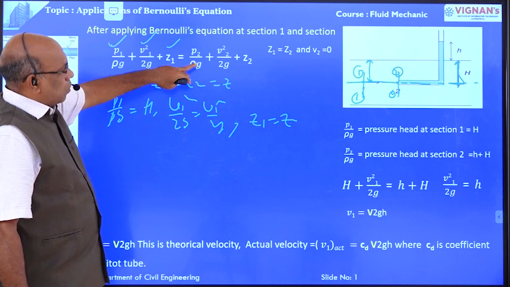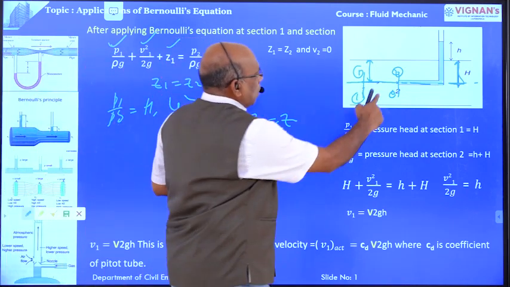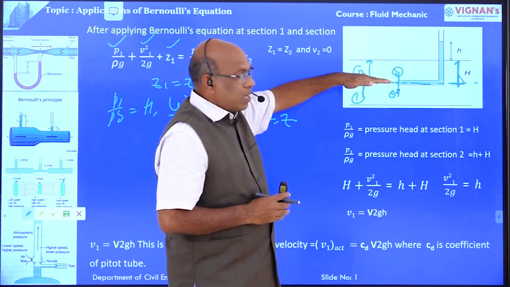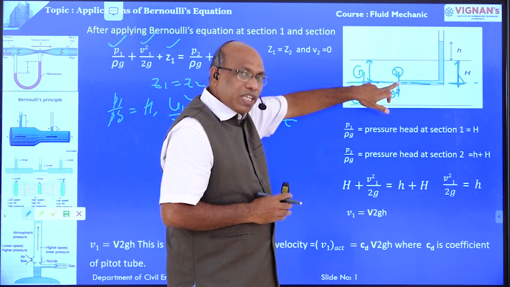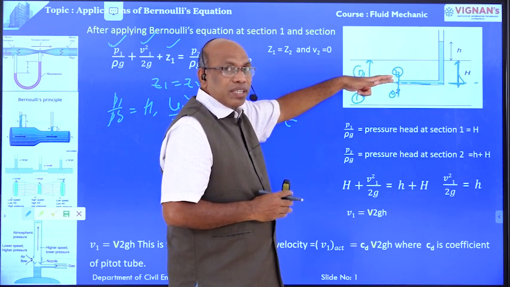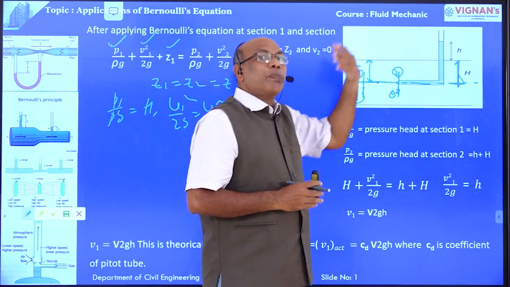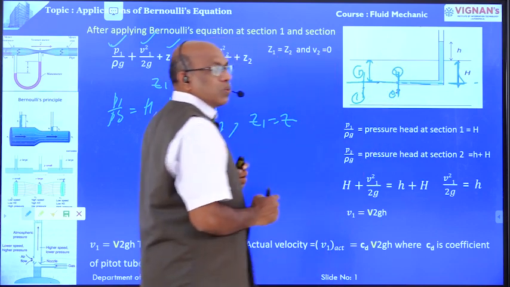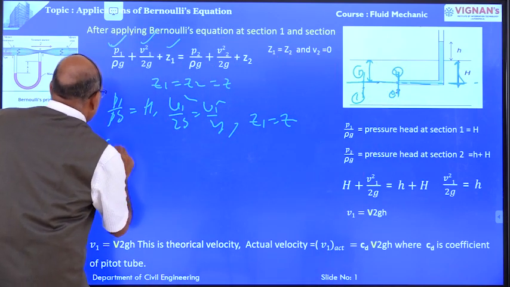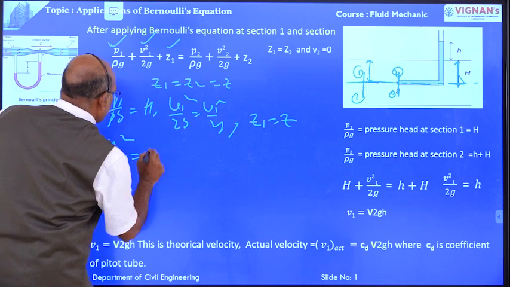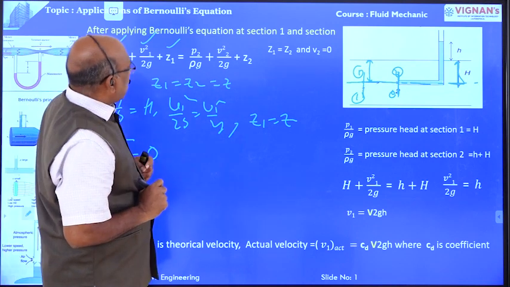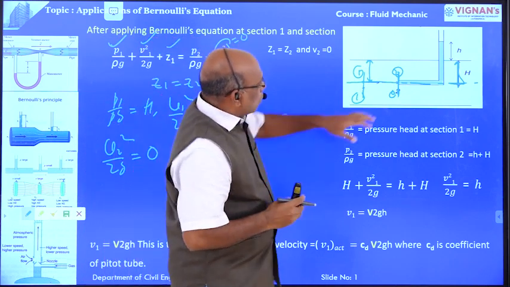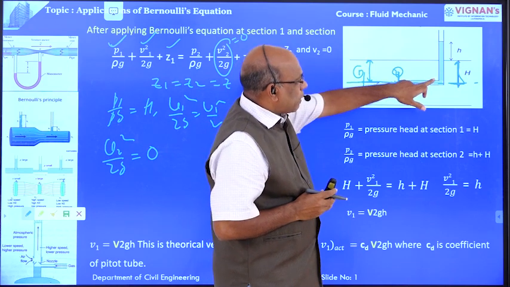Now, go to section 2-2. What is the velocity at section 2-2? Having velocity V, because of this Pitot tube, that kinetic energy, that velocity head, is converted into pressure energy or pressure head. Therefore, the velocity head at section 2-2 is equal to 0. That is, V2 square by 2g is equal to 0. So here the velocity head is converted into the pressure head.